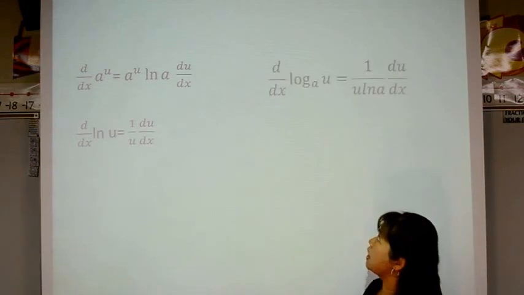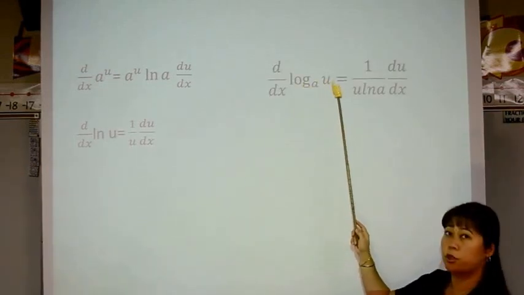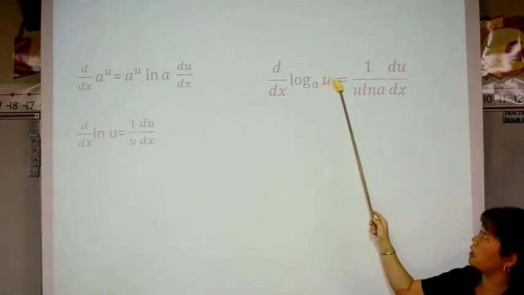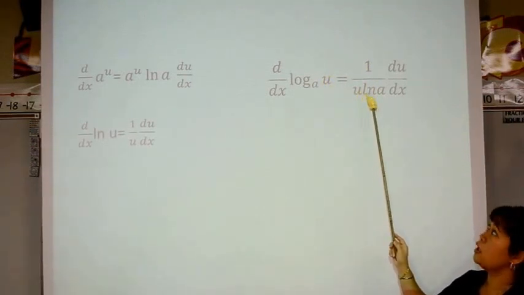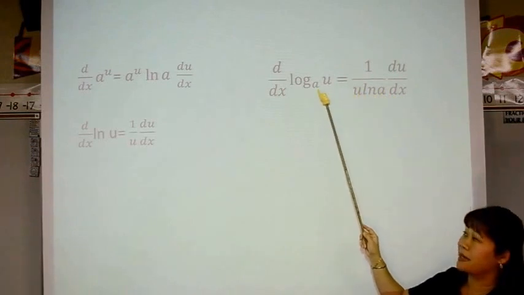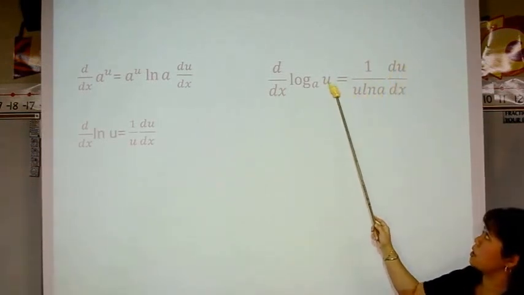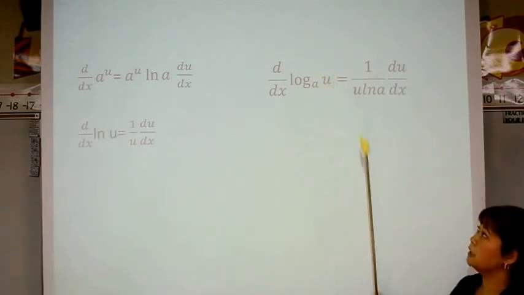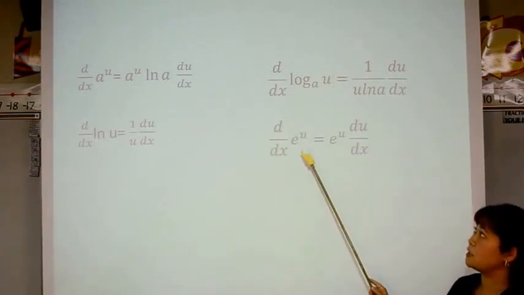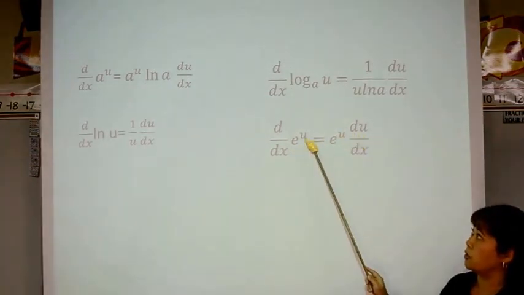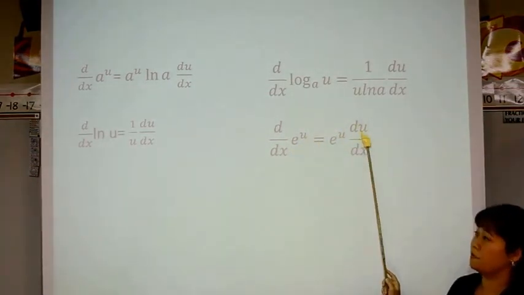Okay? And then we have log base a of u. The derivative of that becomes 1 over u, whatever this part right here is, then ln a, that's the base number, and then the derivative of u. And the last one is e^u, which is the easy one. The derivative of e^u is e^u times the derivative of u. So whatever the exponent is, that's the derivative of this piece.